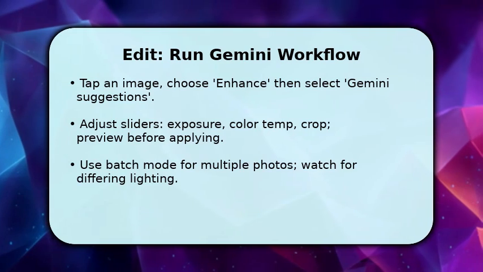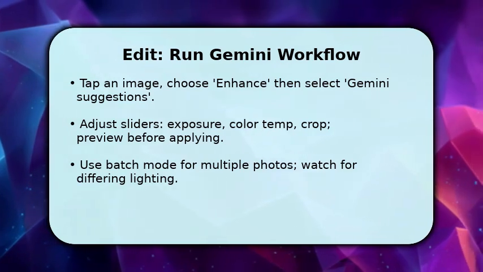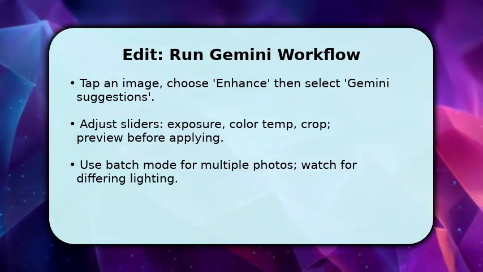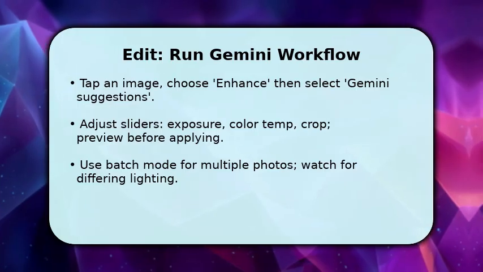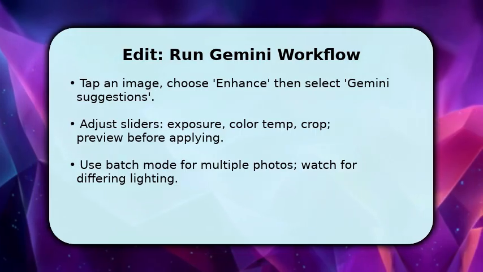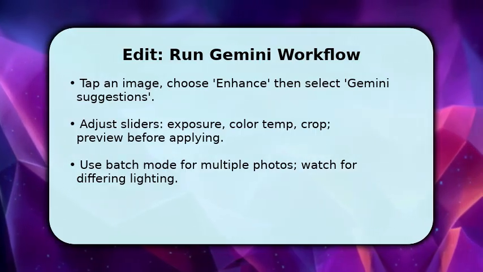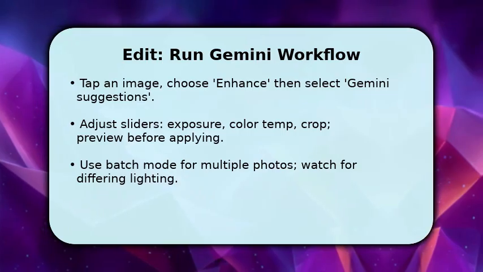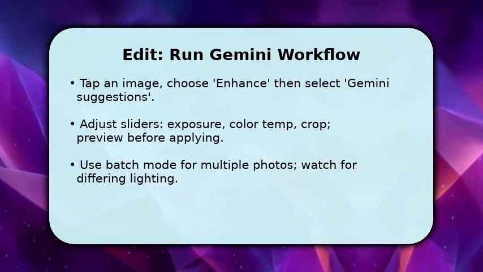You'll now move into the core editing steps. Open an image, tap Enhance and choose Gemini Suggestions to let the model propose fixes. Then make targeted adjustments: exposure, color temperature, and crop. Because automatic fixes may need human refinement, use the preview to compare before you apply.